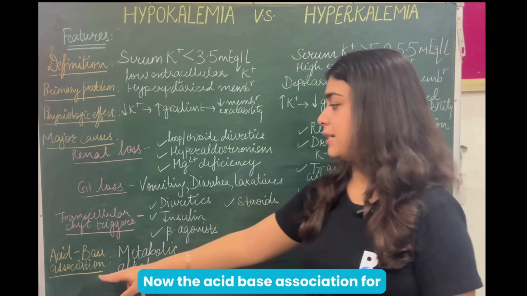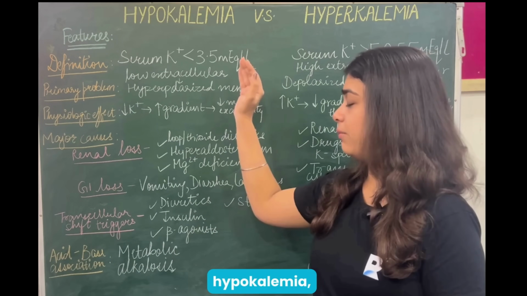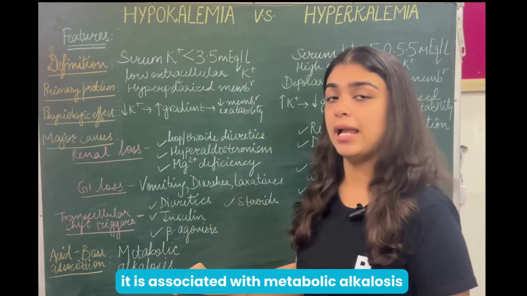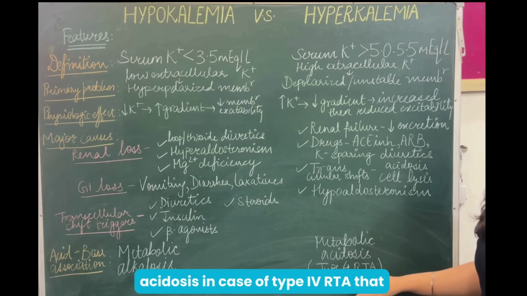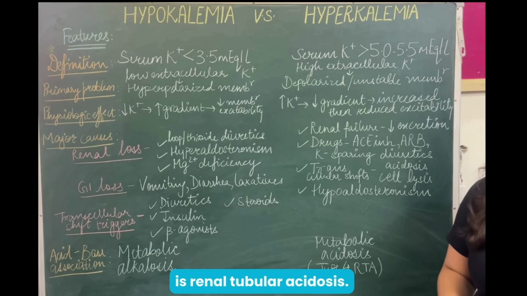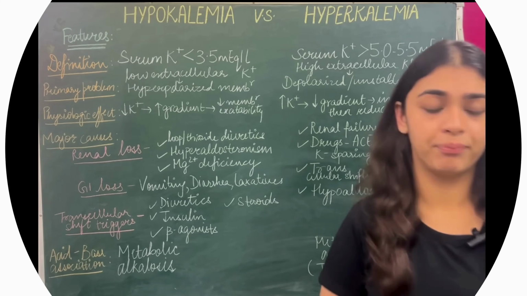Now, the acid-base association: hypokalemia is associated with metabolic alkalosis, while hyperkalemia is associated with metabolic acidosis in case of type 4 RTA, that is renal tubular acidosis.